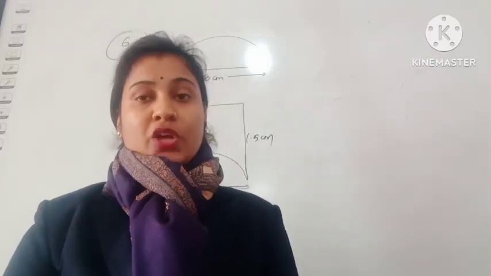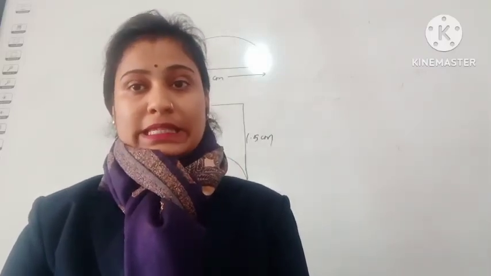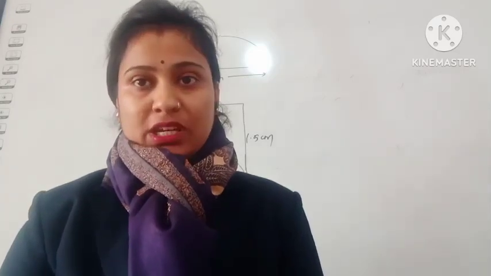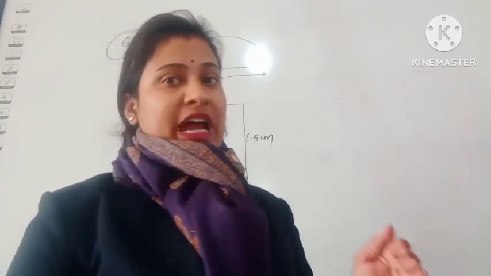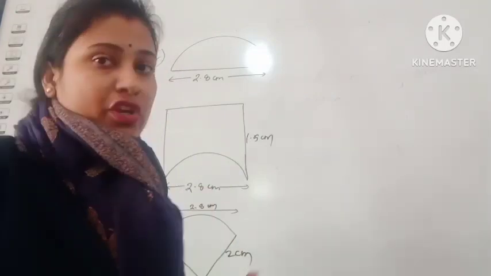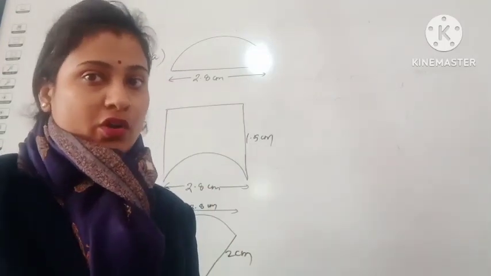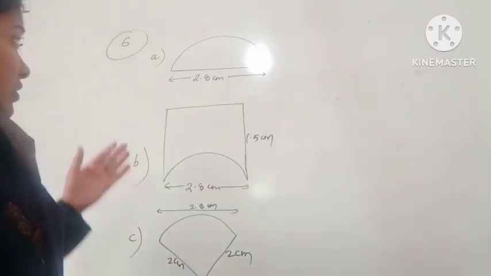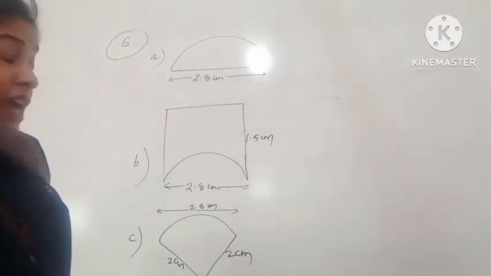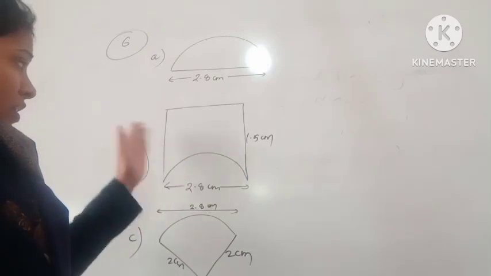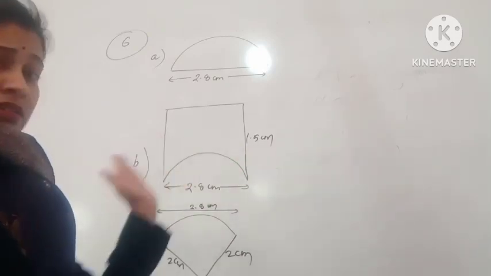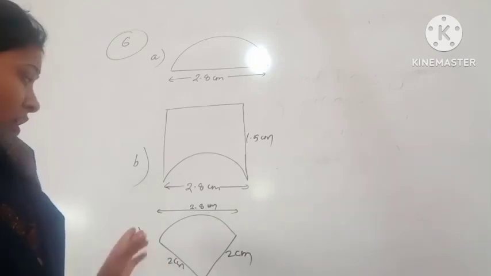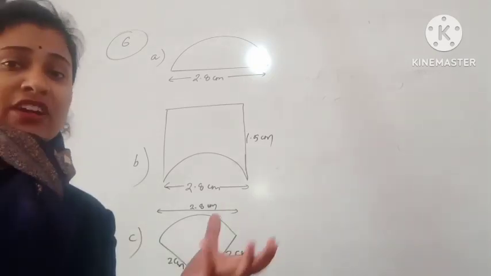So let us start with question number 6. This question is not there in the PDF, so you can just understand this question from the video and then solve it in a copy. In this question number 6, we have three figures. One is a semicircle, the other one is a rectangle with a semicircle part, and the other one is a fraction of a circle.